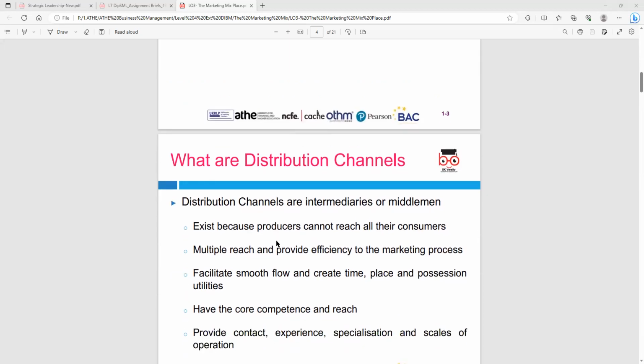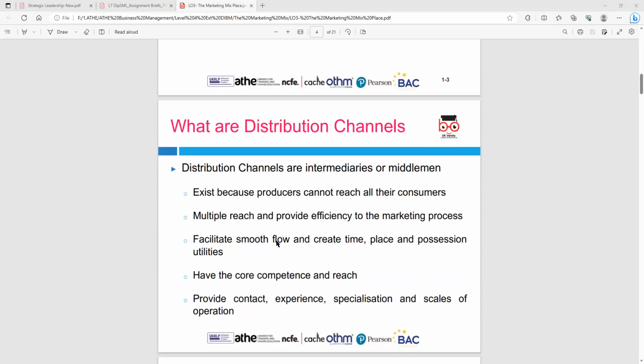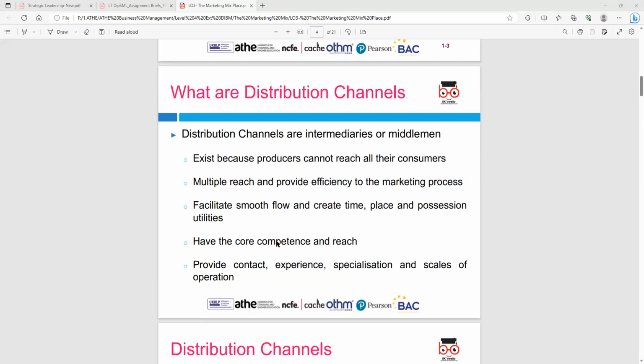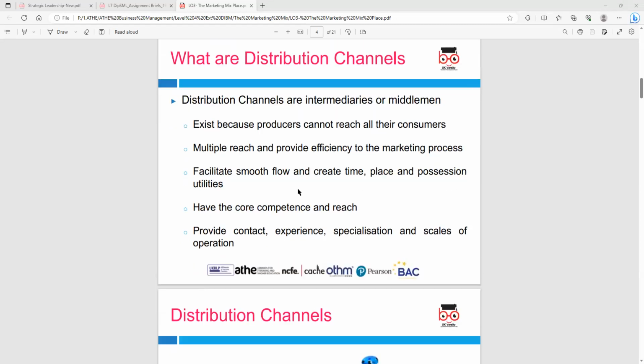Now, these are the places, the channels we use to distribute goods and services through intermediaries, or sometimes they're called middlemen, and they exist because producers can't reach their customers, so they need to use these distribution channels to get their goods and services out. These distribution channels are good in the sense that they provide efficient services to the marketing process. They will reach through different sources, and they'll facilitate smooth flow and create time, place, and possession utilities, because they have all these facilities, methods and procedures in place, so they will supply the goods and services needed by consumers. So therefore, we use these distribution channels, because they are competent and can deliver the goods and services very efficiently and effectively.